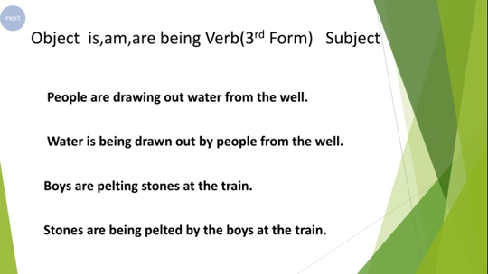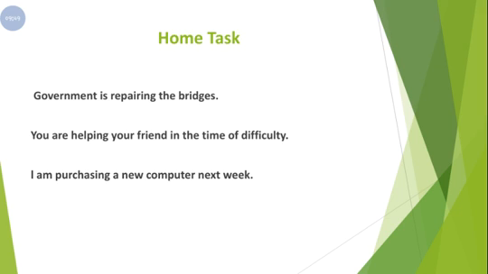Now this is your home task class. There are 3 active sentences of present continuous. You are supposed to change them into passive voice. Your first one is, government is repairing the bridges. Second is you are helping your friend in the time of difficulty. And third is I am purchasing a new computer next week.